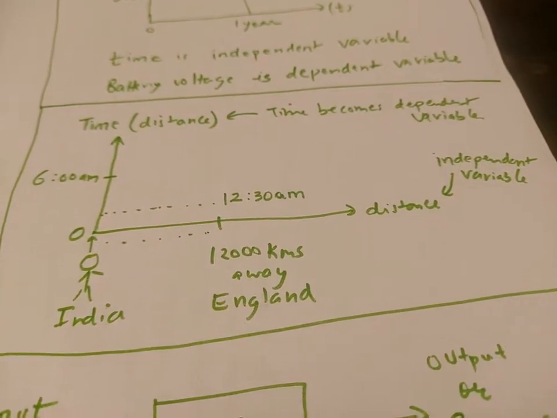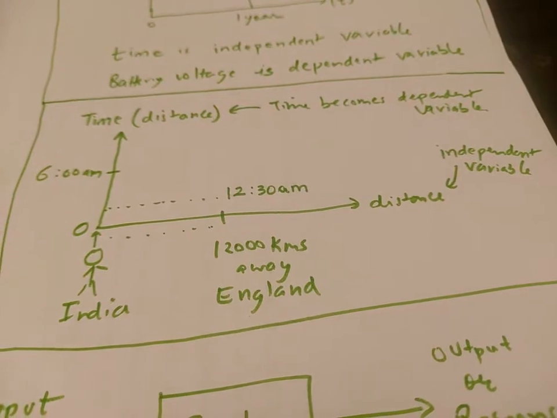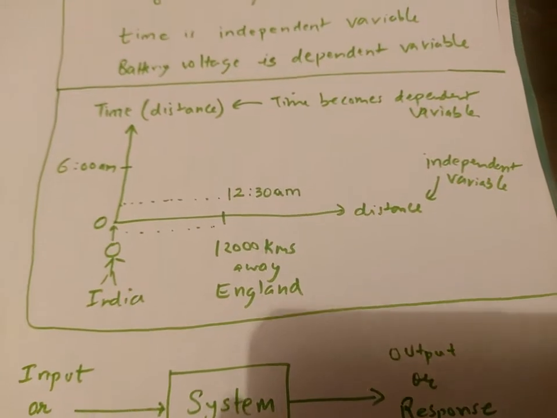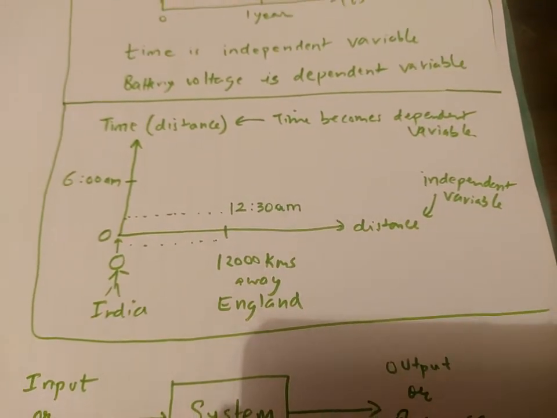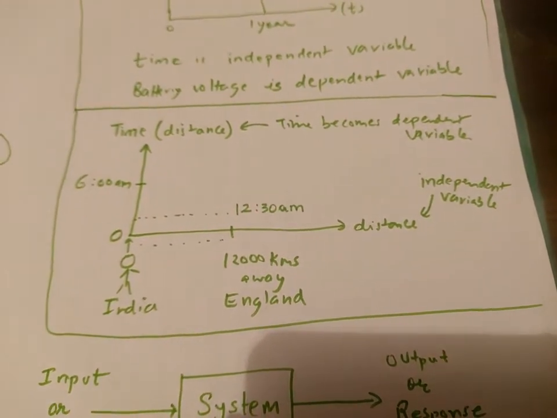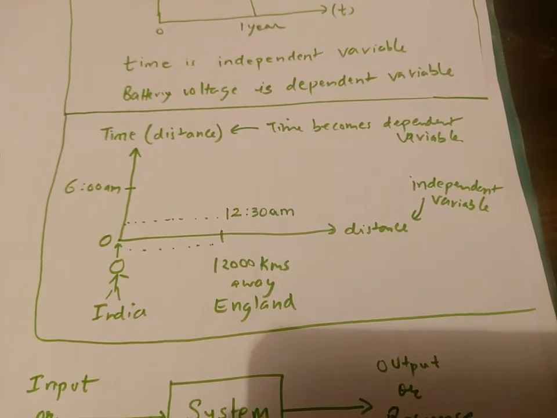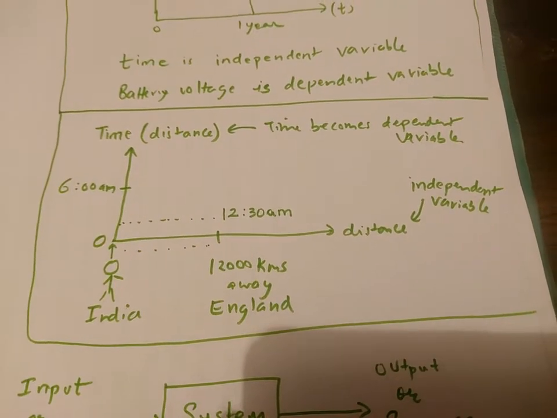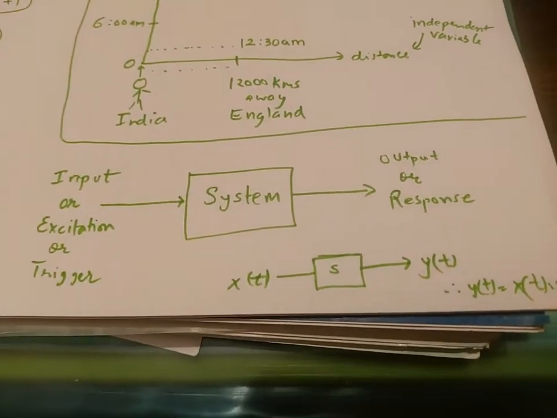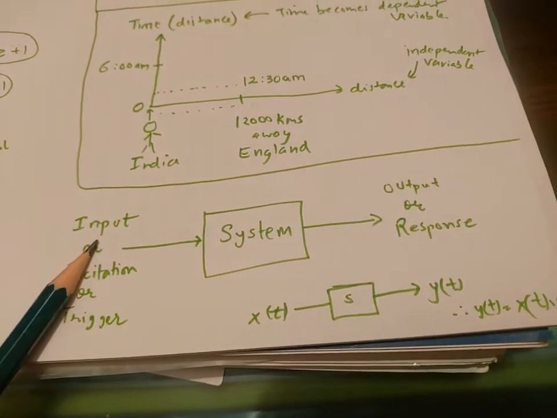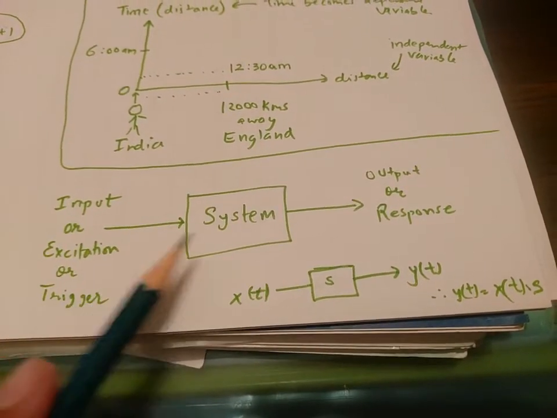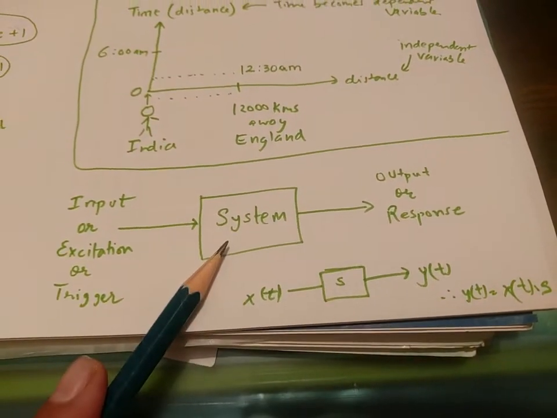So if you understand what I mean, that has been drawn on this graph. And here I want to emphasize that time is now depending on the distance where you are located. So the independent and dependent characteristics are not permanently attached to a variable. So a signal is defined as a function of one or more variables. So this is one single input single output system. This is the basic definition of a system.